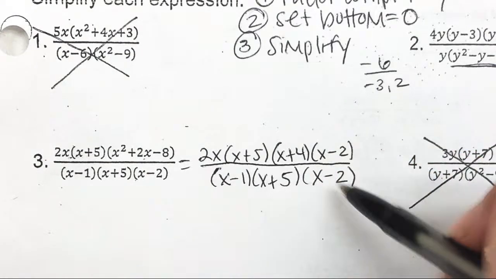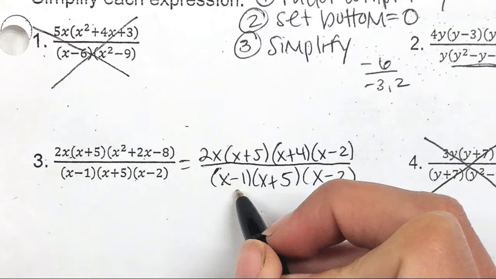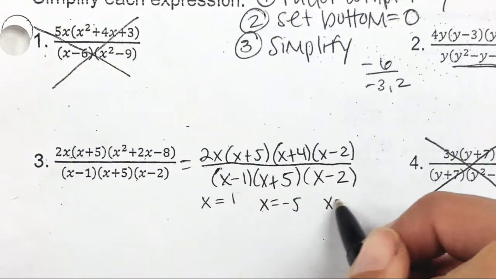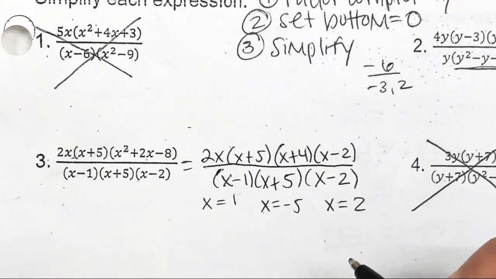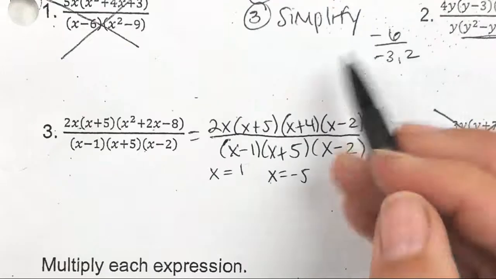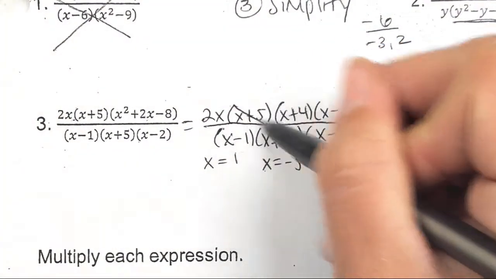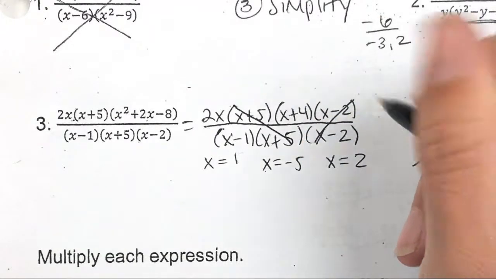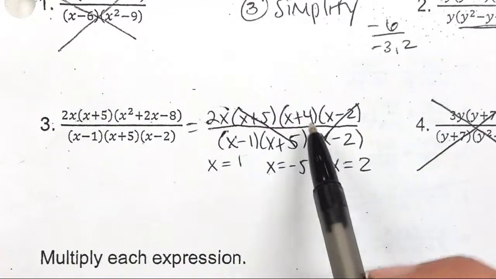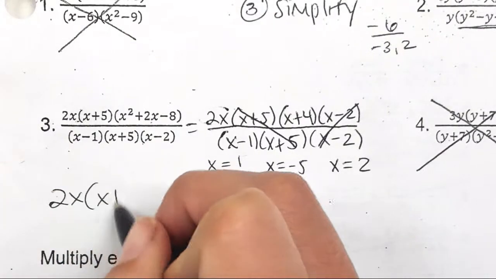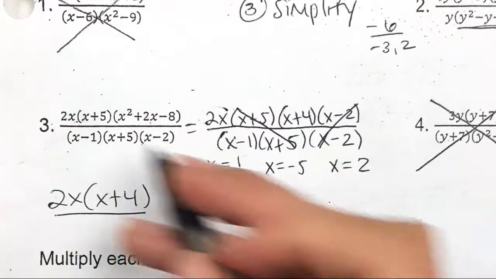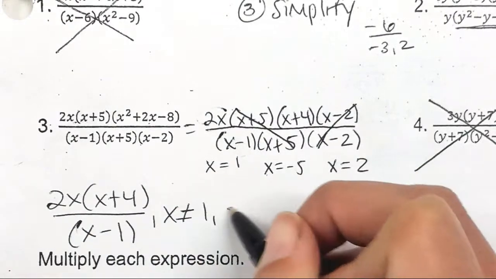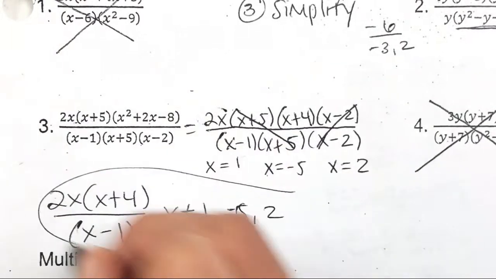And now we can set the bottom equal to 0. So if we set it equal to 0 and solve here, we'll get x equals 1, x equals -5, x equals 2. And last thing, simplify. So I can see here that the x plus 5s will cancel out, the x minus 2s. So up top, all I have left is 2x and x plus 4, over x minus 1. And then the last thing I need, comma, x cannot be 1, -5, or 2. That's it.